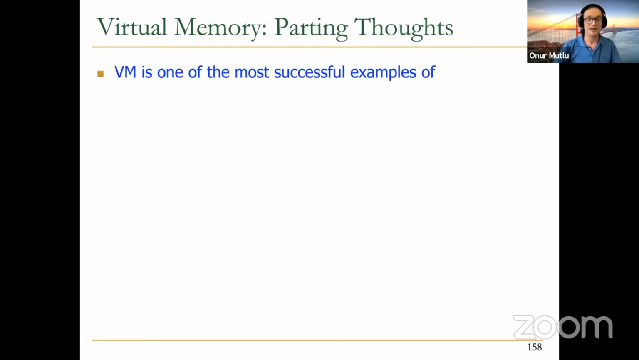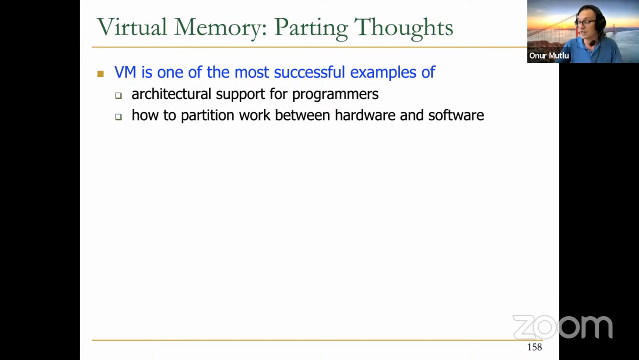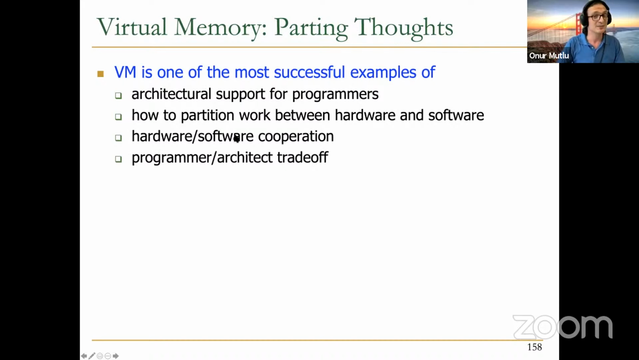Okay, so let me conclude with these parting thoughts on the virtual memory part, and then we're going to have an epilogue for those who wish to stay for the rest of the lecture. Virtual memory is actually very important because it's one of the most successful examples of architectural support for programmers, and of how to partition work between hardware and software. So it's really hardware-software cooperation, which is similar to what I said over here. And it's a very successful example of the programmer-architect trade-off. It basically makes programmers' life super easy, and architects' life, both system architect and micro-architects' life, harder, as we have seen. But it is one of the most successful examples.